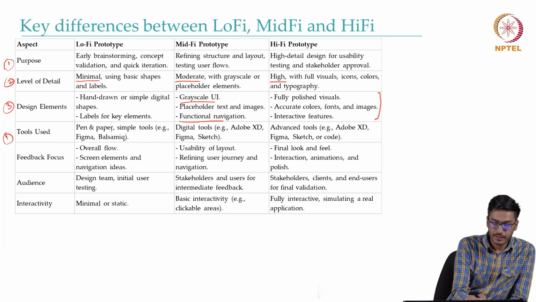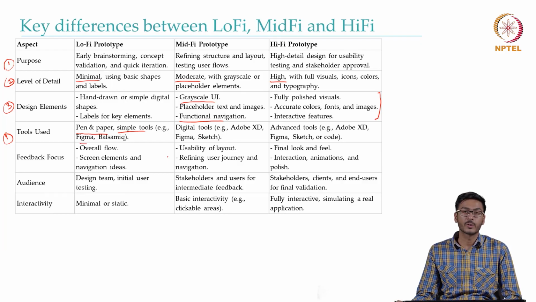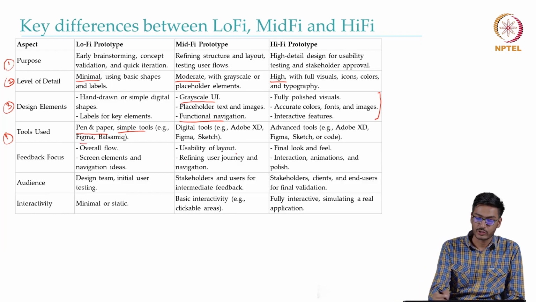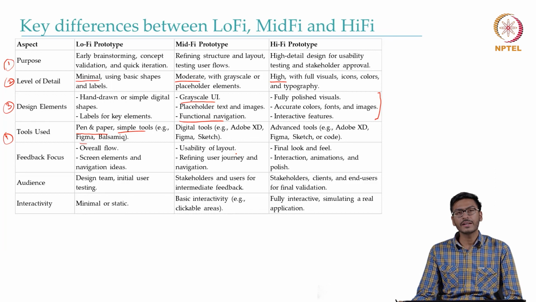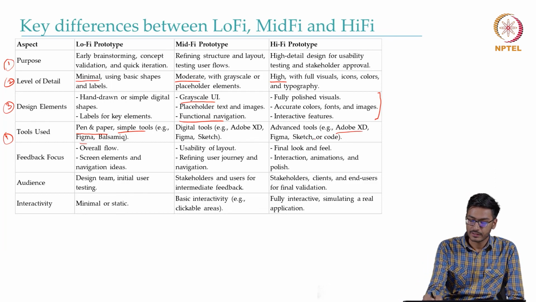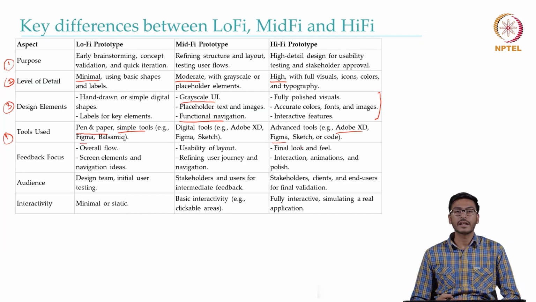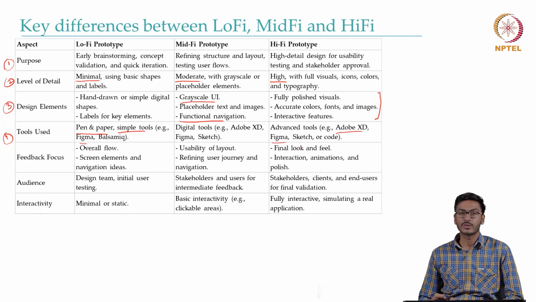Well, simply, lo-fi can be made on pen and paper or simple tools like Figma. For mid-fi, we use digital tools which include Adobe XD or Figma or Sketch. For hi-fi, we have advanced tools like Adobe XD or Figma once again. But various hi-fi prototypes can also be created using code.